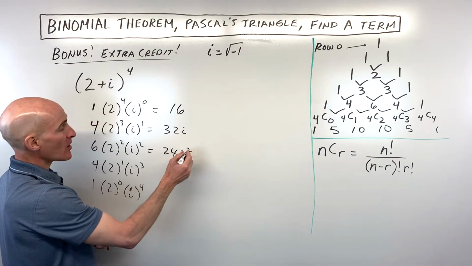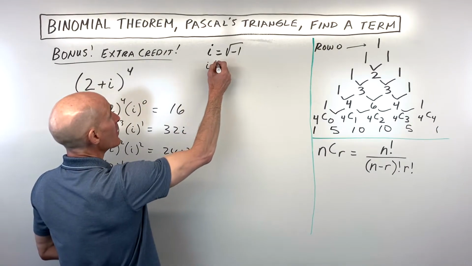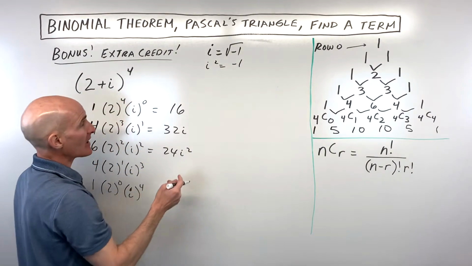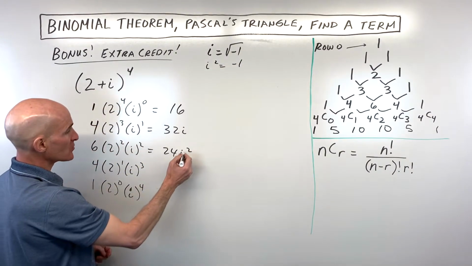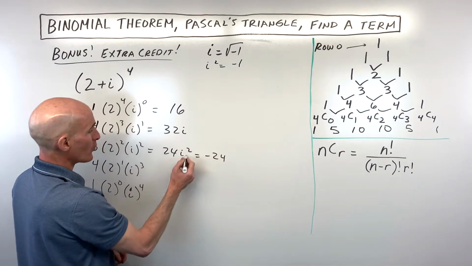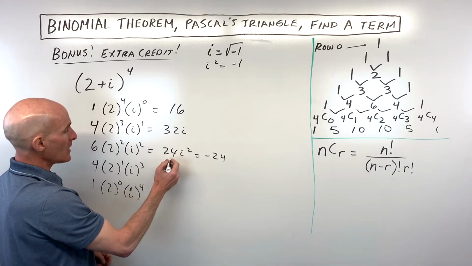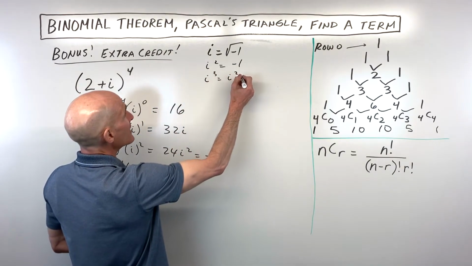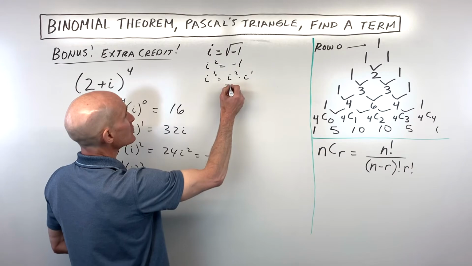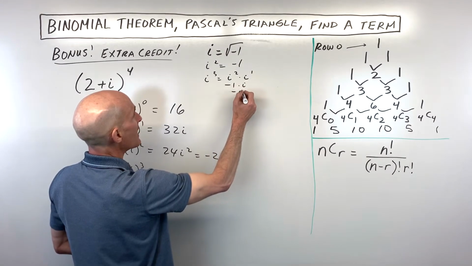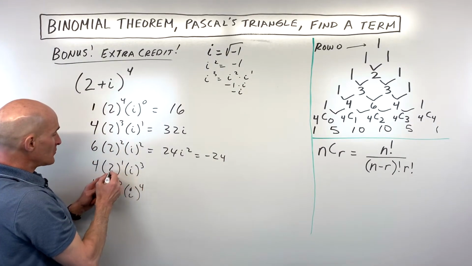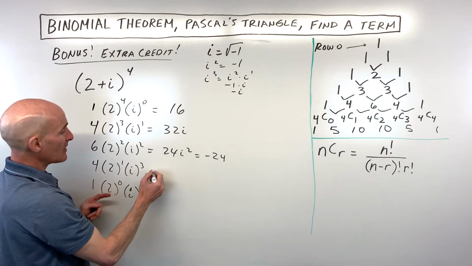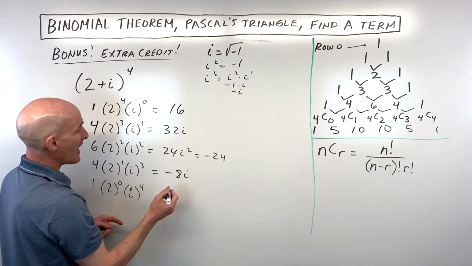Okay, now i squared is how much? Well, i squared is equal to negative 1. So it's i times i, which is i squared, that's negative 1. So this would really be equal to negative 24, because negative 1 times 24. And then i cubed is equal to i squared times i to the 1st. i squared we know is negative 1 times i is negative i. So this would be 2 times 4 is 8 times negative i, which would be negative 8i.